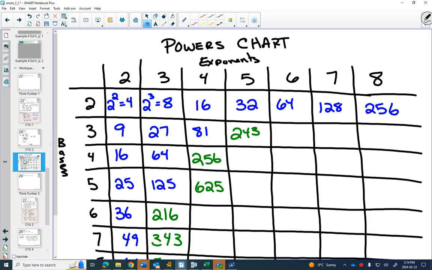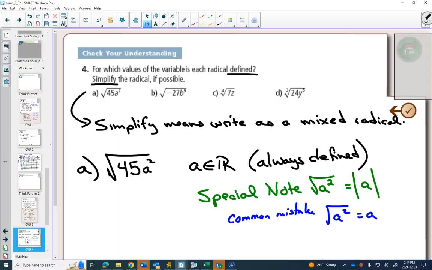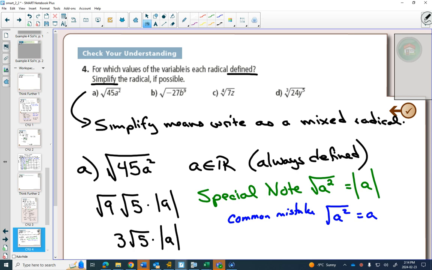Yes, 45 divides by 9. So I would go back to my question, and I would say 45 is 9 times 5, and the square root of a squared is the absolute value of a. So simplifying this, I get 3 square root of 5 times the absolute value of a.